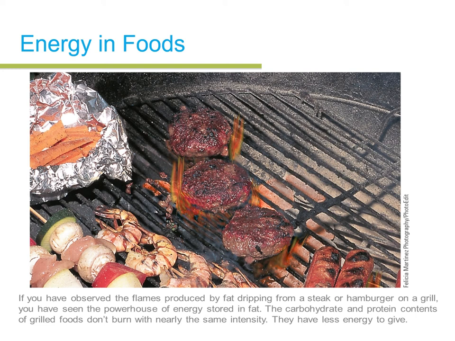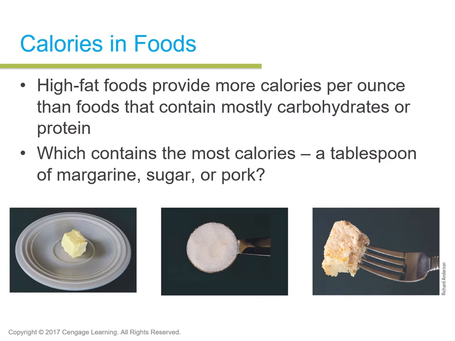Now, given this information about the caloric value of carbs, proteins, and fats, which of the following would you expect to be highest in calories? So let's go on to the next slide. I'm asking you again, which of these foods do you think contains the most calories? A tablespoon of margarine, sugar, or pork? Now, about half of the students get this incorrect. There are about 104 calories in 1 tablespoon of margarine, 46 calories in a tablespoon of sugar, and 40 calories in a tablespoon of relatively lean pork. So this is lean pork, so it would be the margarine with about 100 calories. Okay.